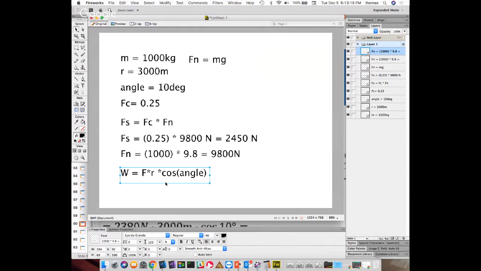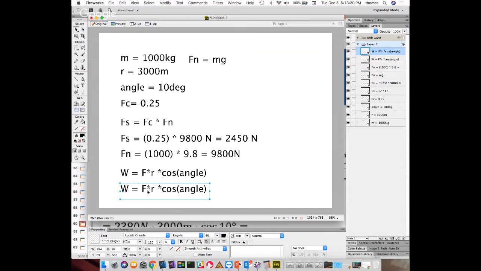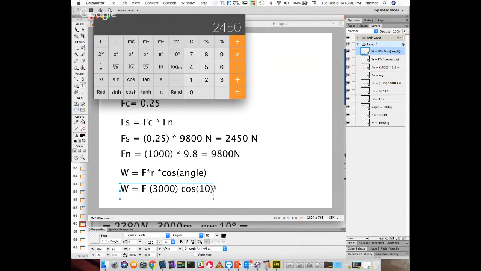So that's what that is, right? And then we take this, and I apologize for my poor program here, but it is what it is. I could probably do it other ways. But if we sub in all the values, then we know that we don't know the force. We do know what R is, which is 3,000 meters. And we do know what cos of 10 degrees is. We can figure that out. So let's find that value.